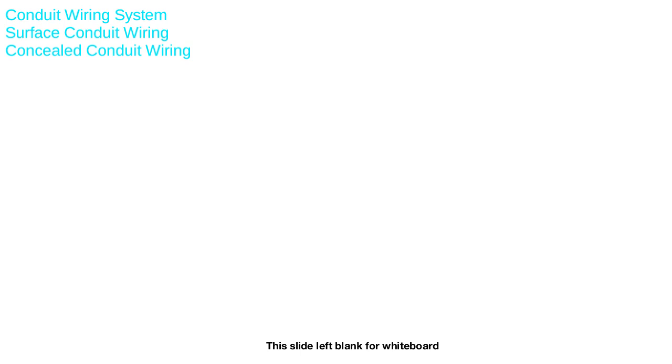So we start with the surface. We've said that if the conduit is installed on the roof or the wall, it is known as the surface conduit wiring. In this wiring method, they make holes on the surface of the wall at equal distances, and the conduit is installed with the help of plugs.